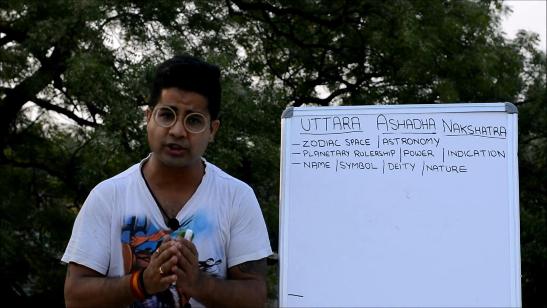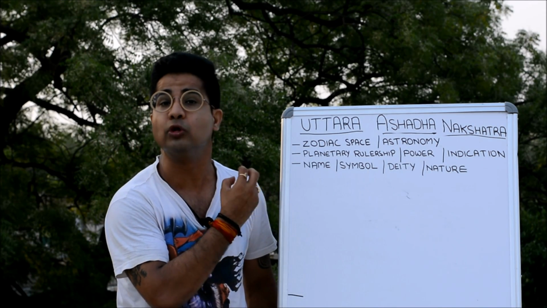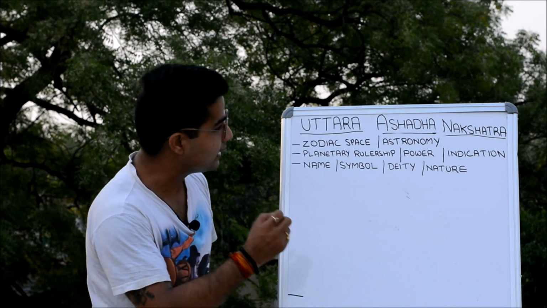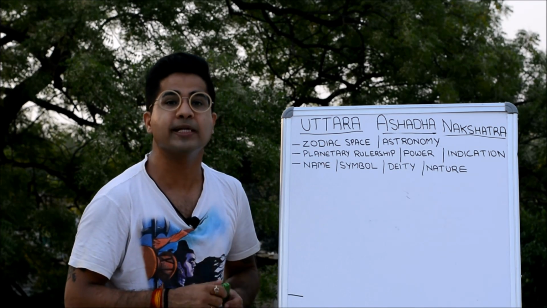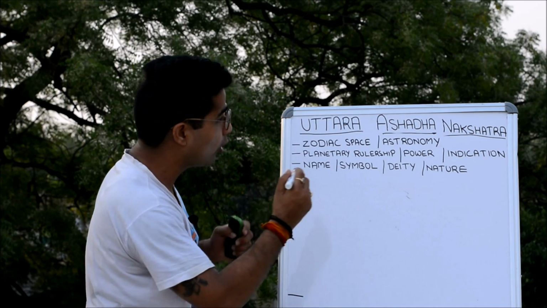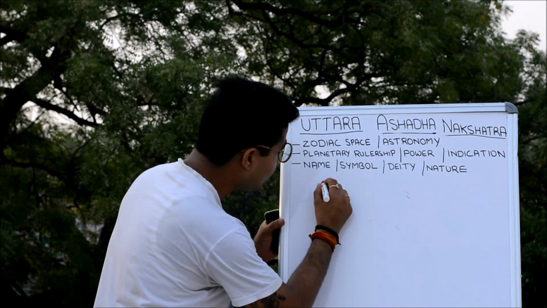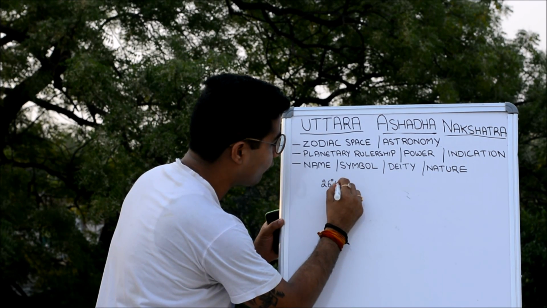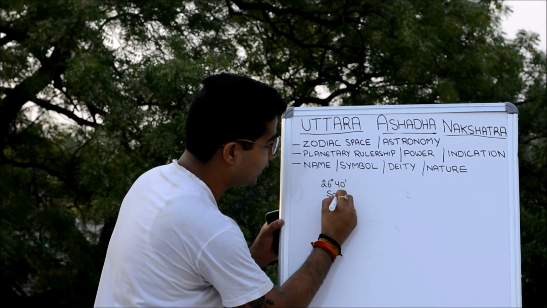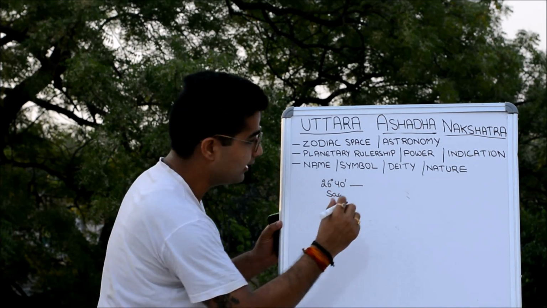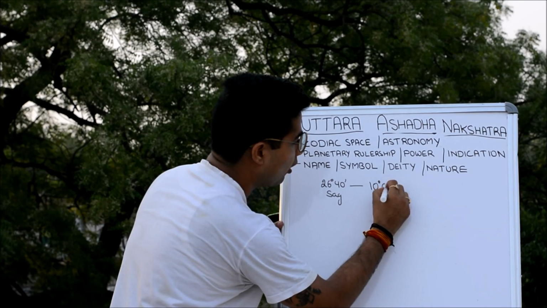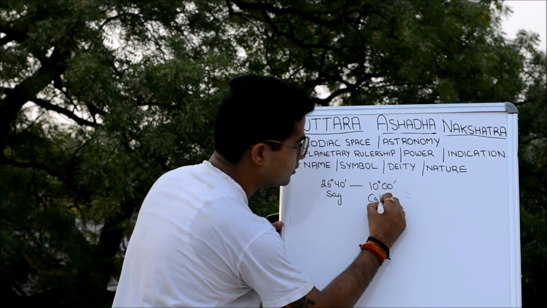Now we will start fresh on the 21st, the Uttara-Ashadha nakshatra. The first thing is the zodiac space, the space which it occupies in the sky. It occupies the space from 26 degree 40 minutes in Sagittarius, reaching till 10 degree of Capricorn.